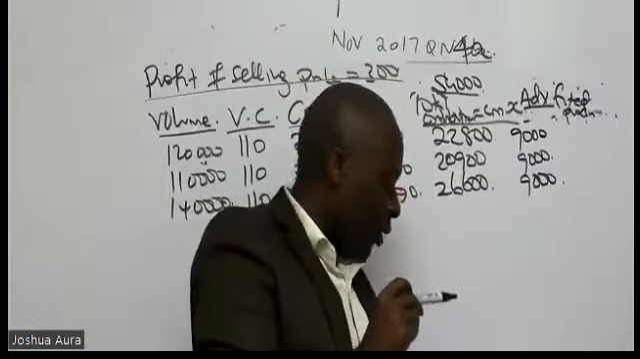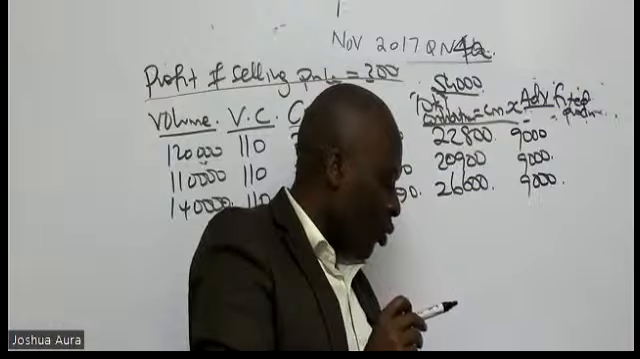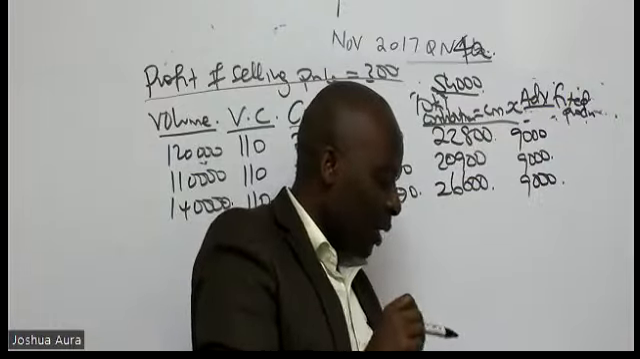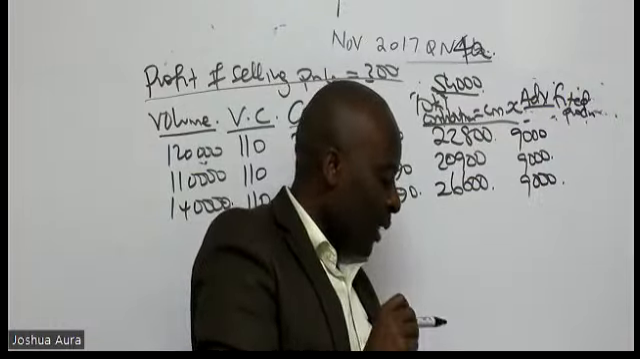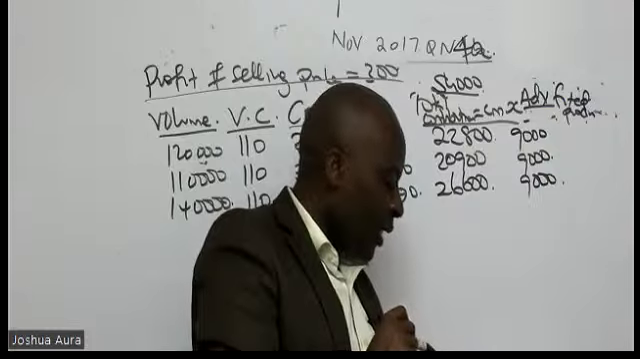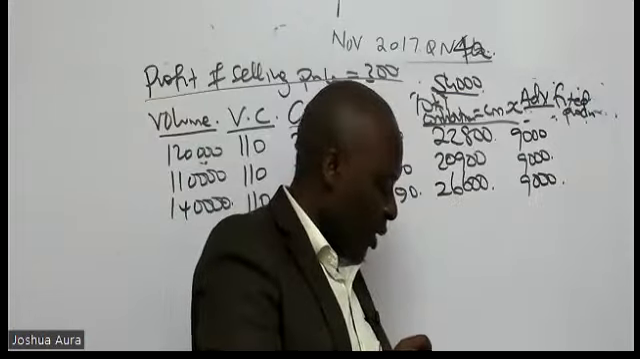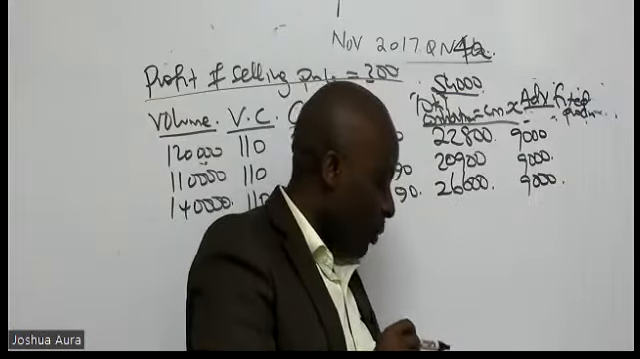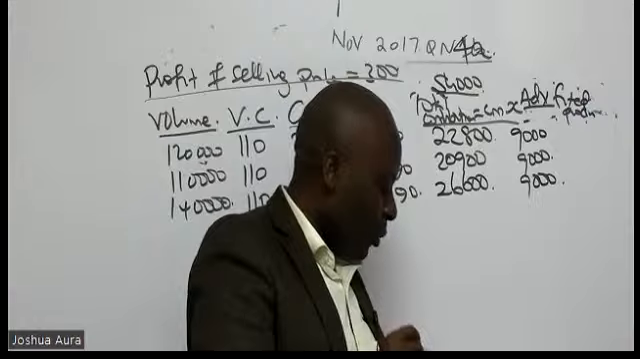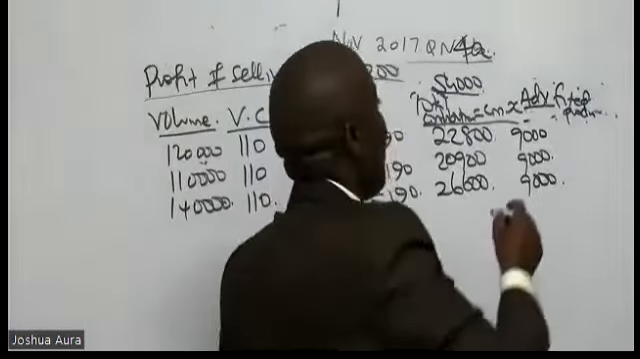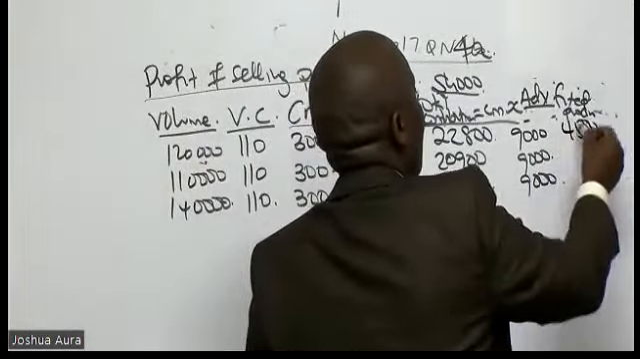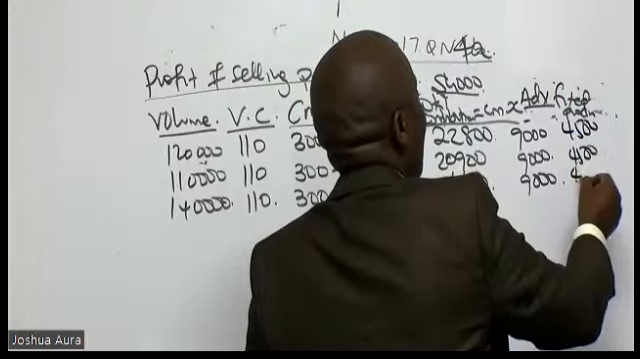Advertising, they have told us in note number 2, would be 9 million, but I'm chopping the three zeros to be consistent, per annum at a selling price of 300. So in this case, it's 9,000. And then we have the fixed production, in note number 3. The fixed production is 4,500 per annum.